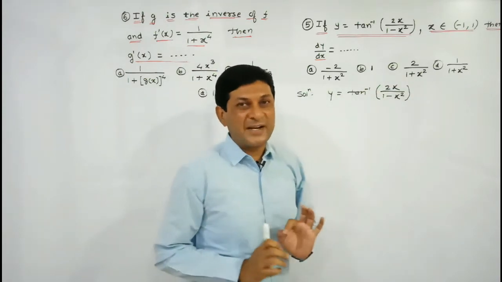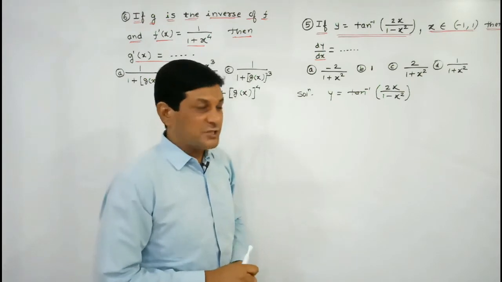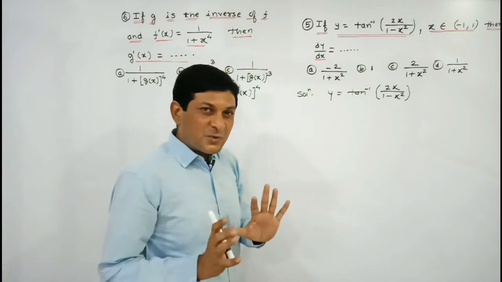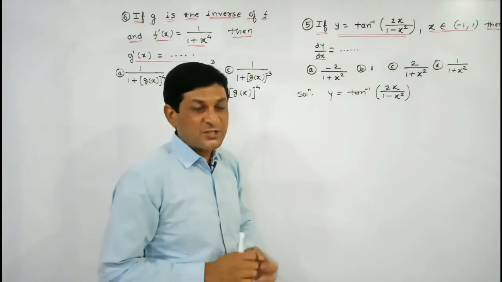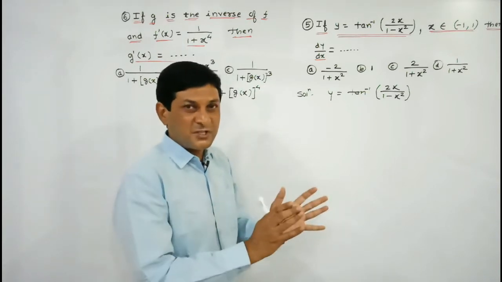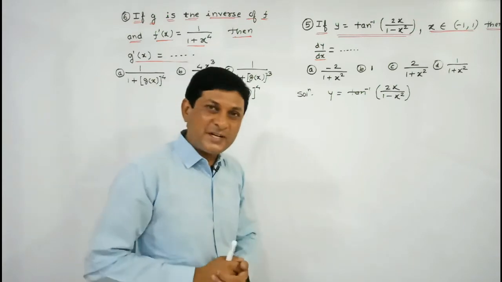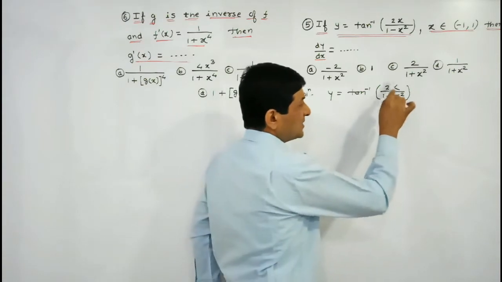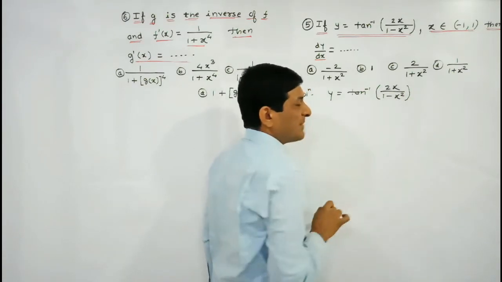Using this we have to find dy by dx, means differentiation. Since the function is an inverse trigonometric function, let us try to find this differentiation using the substitution method. Substitution is one of the methods to find the derivative of an inverse trigonometric function. If you observe here, the expression is 2x upon 1 minus x square.